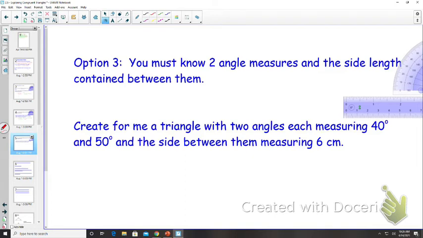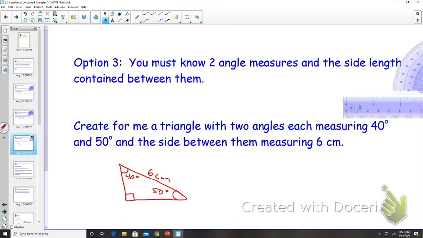Option 3. You know 2 angle measures and the side length between those 2 angle measures. So create for me a triangle with 2 angles, each measuring 40 and 50 degrees, and the side between them measures 6 centimeters. So 40 degrees, 50 degrees, and the side between them measuring 6 centimeters. What must my other angle be? 90. Oh yeah, so a right angle triangle, this would be, right?